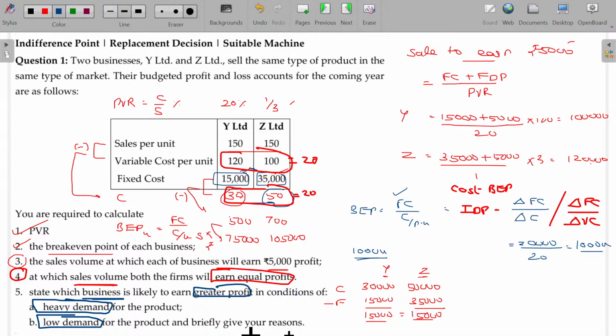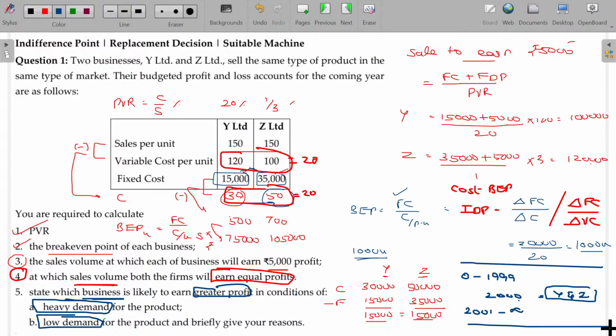It means you are pretty sure that up to 2000 units, Y and Z will give the same profit. That's called indifference point. If the sale is anywhere between 0 to 1999 units, or if the sales is more than 2001, Y and Z will give different profit. If the demand is less than 2000, which is better, Y or Z?